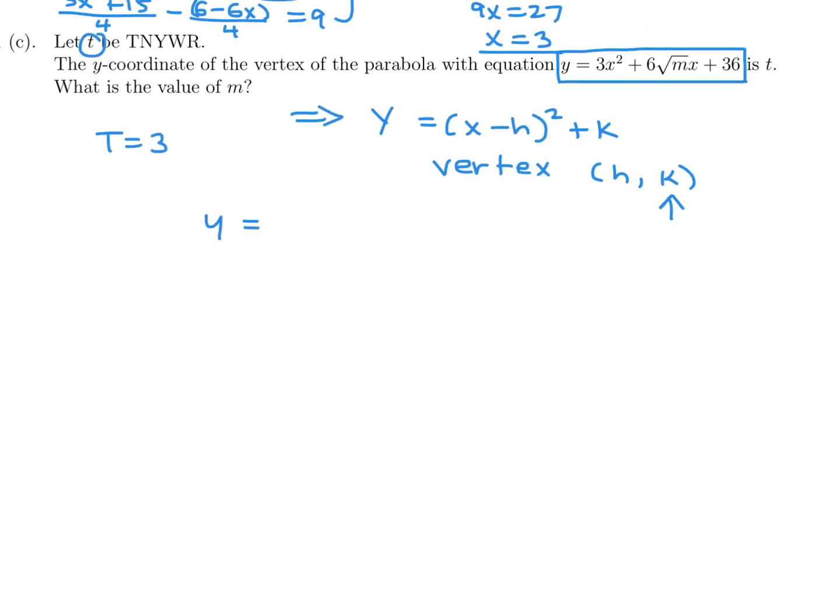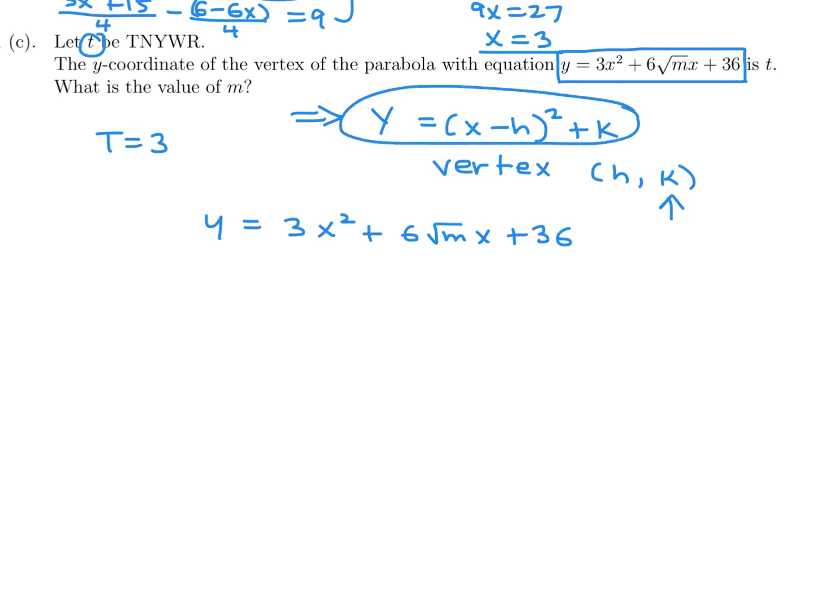So let's put this in here. 3x squared plus 6 root m x plus 36. Okay. All right, so now how do we get it into this form here? We have to do something called completing the square. And some of you may remember, complete the square. So here we go. So first thing you do, you got to factor out the coefficient in front of the x squared. So it's 3 in this case.